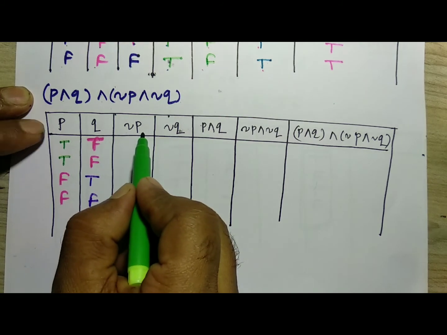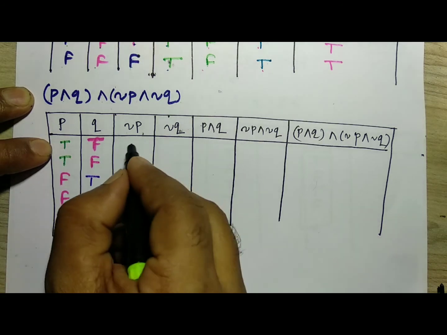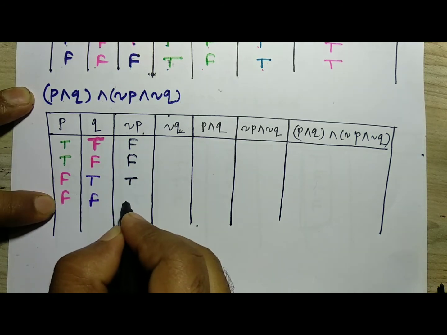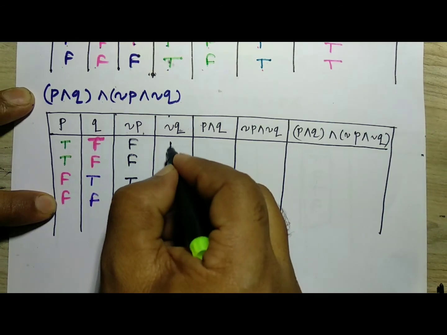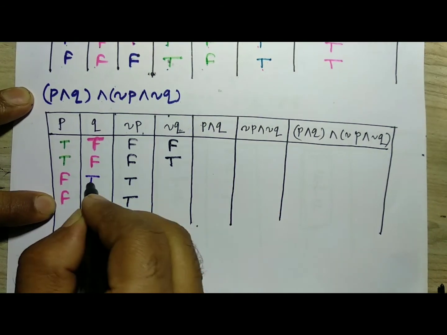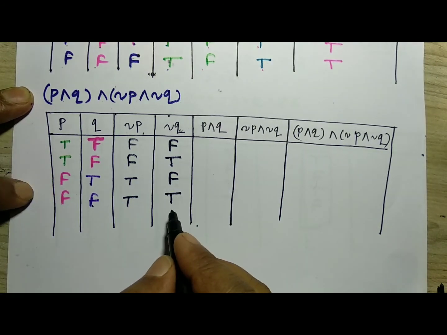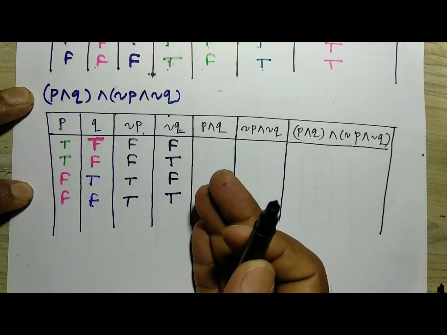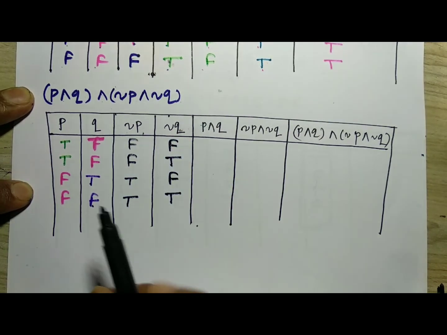First of all, negation of P is here, and negation of P is taken as true, then it is false, here also it is false, then it is true, then it is true. And negation of Q is taken as true, then false, false, then true, true, then false, false, then true. According to the rule of negation, if a given statement is true, then the negation of that statement is false, and if the given statement is false, then the negation of that statement is true, and according to that you will get this consideration.